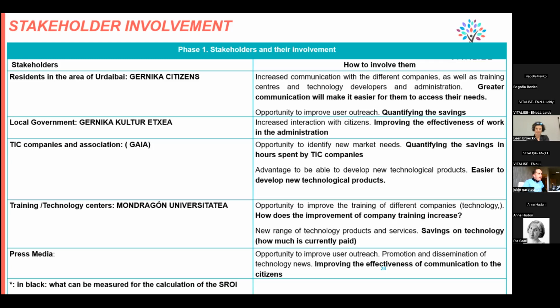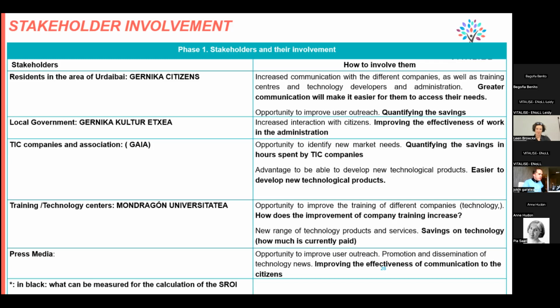Gaia. Some companies of Gaia were working on them. As you can see, they have different interests. They have the opportunity to identify new market needs, quantifying the savings in hours spent by ICT companies. They have the possibility to develop new technological products. And it was easier to develop new technological products working together with the citizens and municipalities.